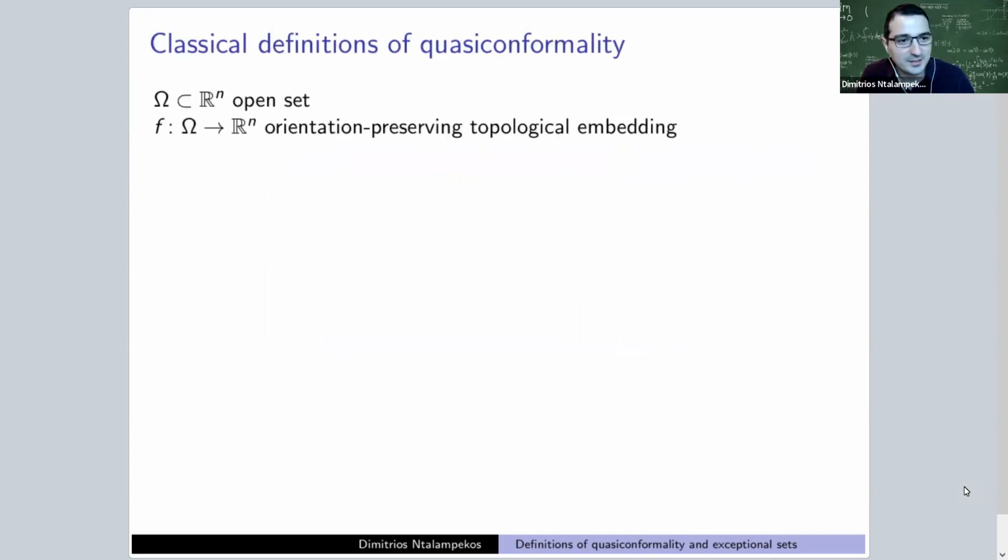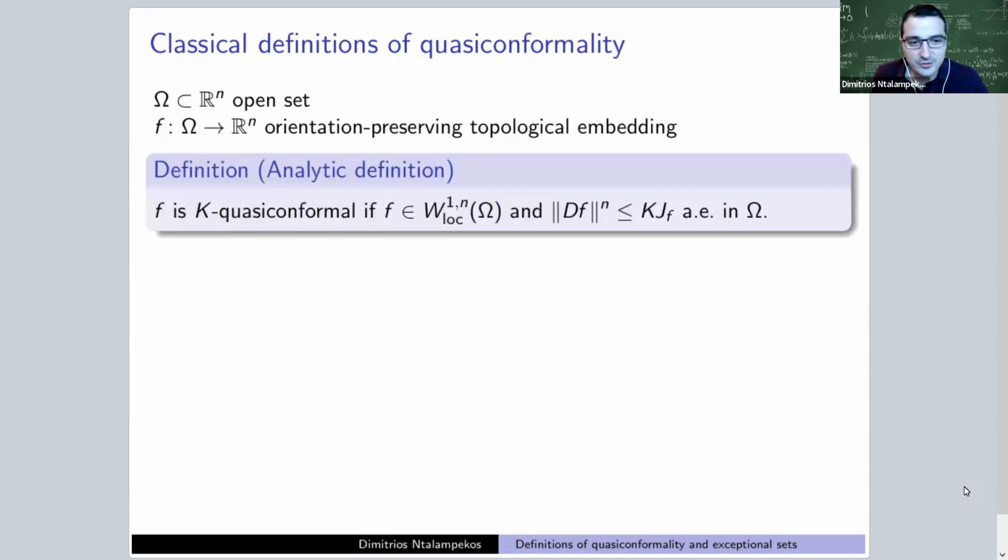We have an open set in Euclidean space. You can think of the plane if you prefer. And we consider an orientation preserving topological embedding, a homeomorphism. So according to the classical analytic definition, f is quasiconformal if first f lies in the Sobolev space W^{1,n}, and second, we have this distortion inequality. So the differential to the nth power is less than K times the Jacobian almost everywhere.